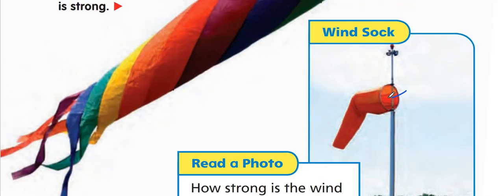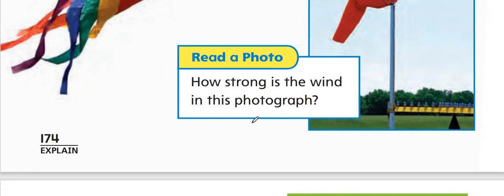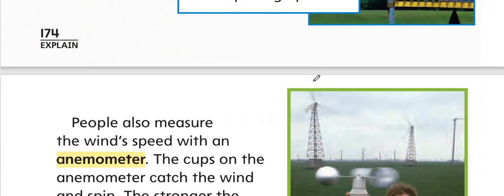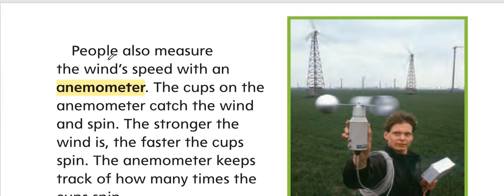So I can know the direction of the wind from the open end. If it's moving in a gentle way, it is light. If it's moving in a very strong way, it is strong. How strong is the wind in this graph? I think it's light because it's moving gently. People also measure wind speed by using an anemometer. So we have here an anemometer.